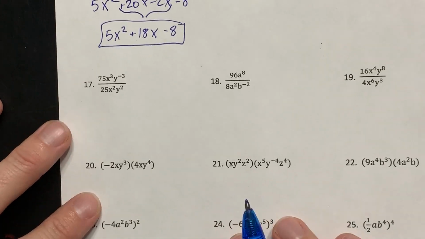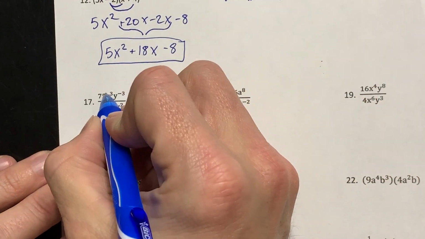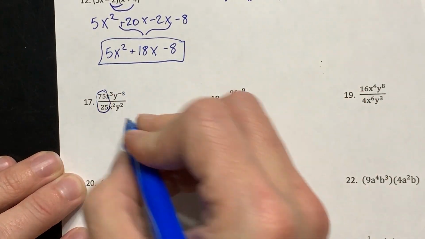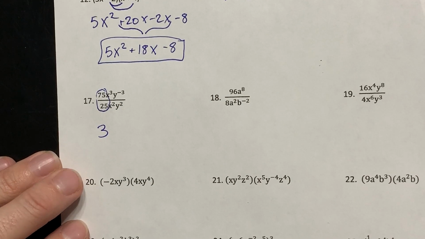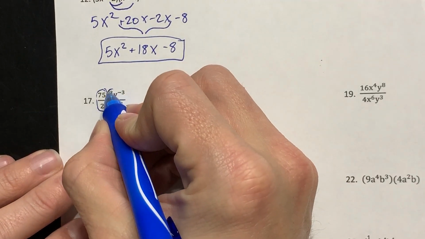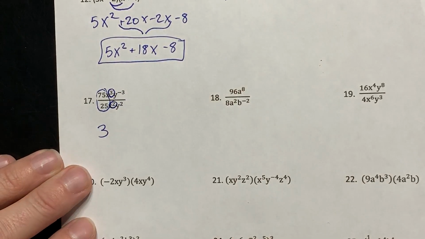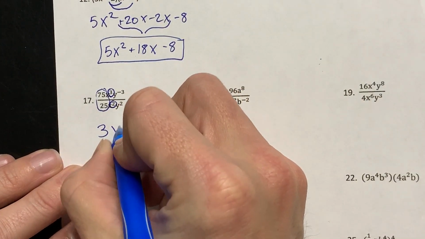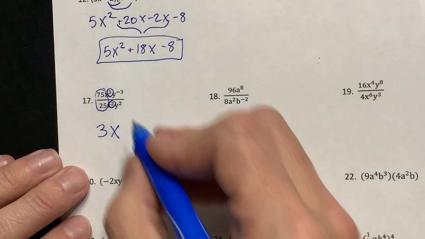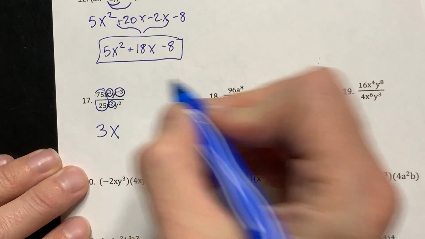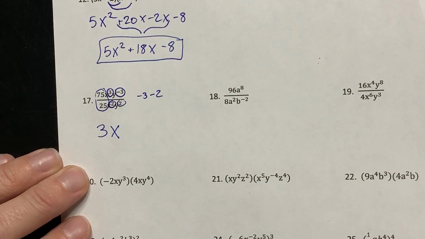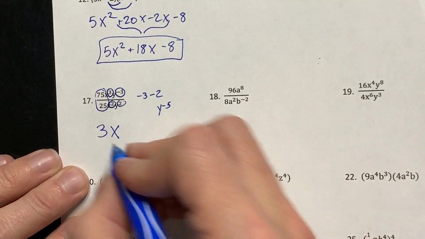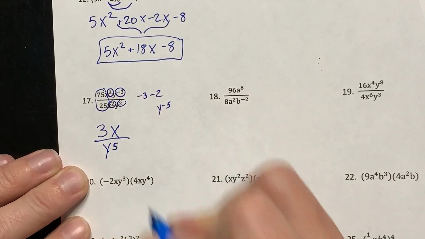Number 17, we have division. Our rules for division: divide the coefficients. That is 3, 75 divided by 25. The x, we are subtracting the exponents. 3 minus 2 is 1. So I have x to the 1, or I can just leave it x. The y, be careful here with negatives. Negative 3 minus 2 is negative 5. That's y to the negative 5th. We can't have a negative exponent, so to fix that, we move it to the bottom, make it positive.